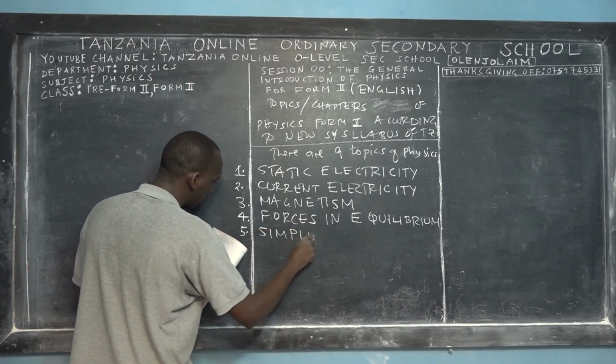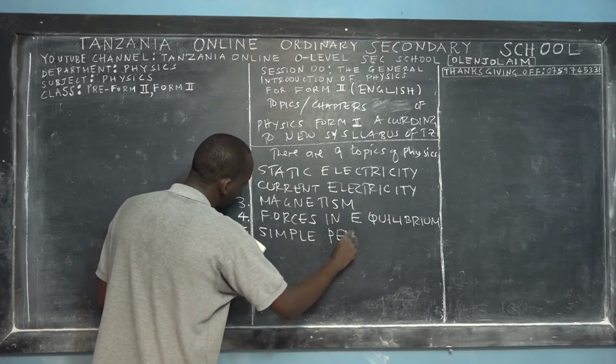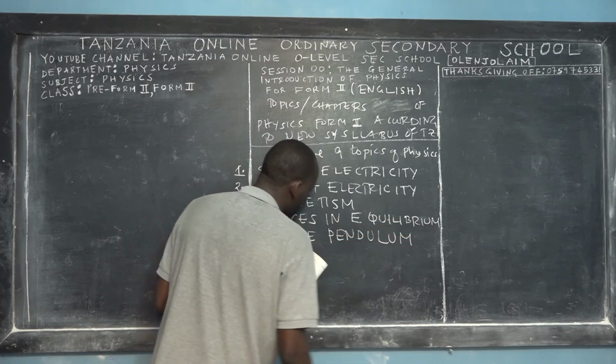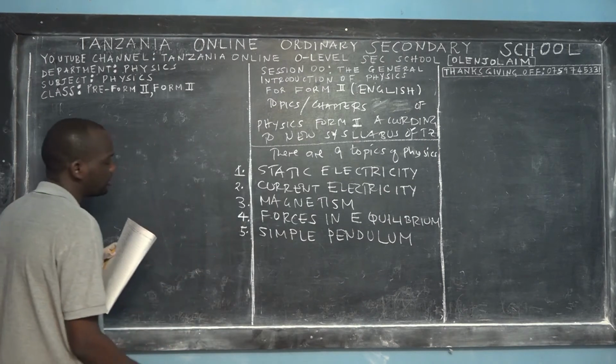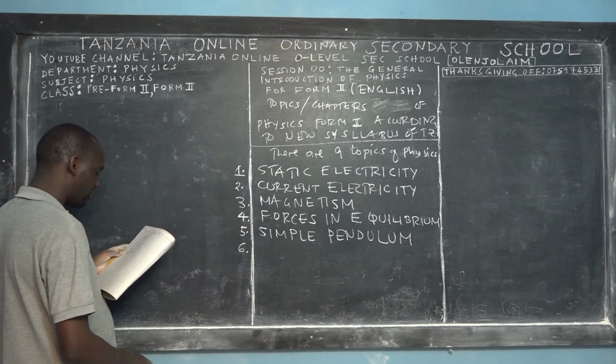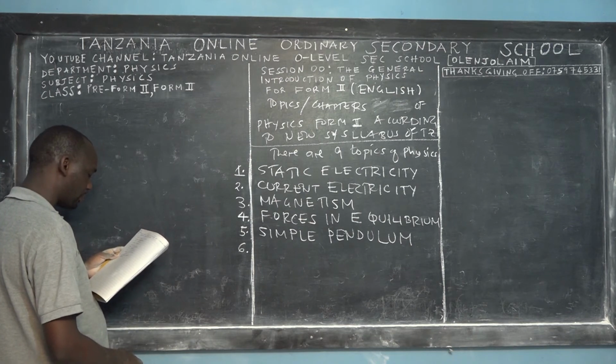Simple pendulum. When we teach this topic, there is an experiment, because we have physics 1, which is theoretical, and physics 2 for the Form 2 exam, which is experimental. And one of the experiments is in mechanics, which is the simple pendulum.